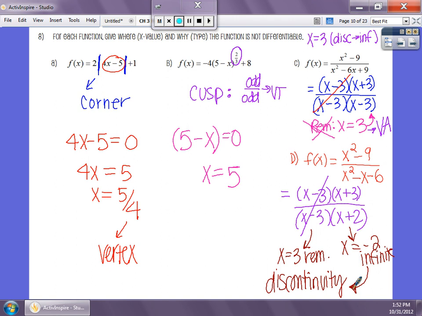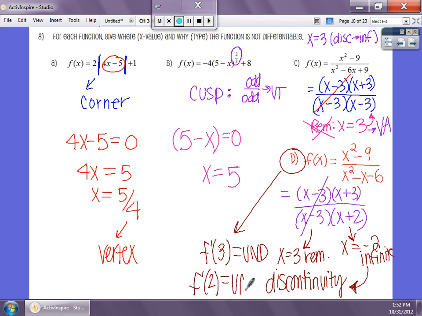So, if I asked you for part D to find f prime of 3, you would get that it's undefined because the derivative doesn't exist. If I asked you to find f prime of 2, and you do your nice little quotient rule, and then you substitute in 2, when you're all said and done, you'd get an undefined.